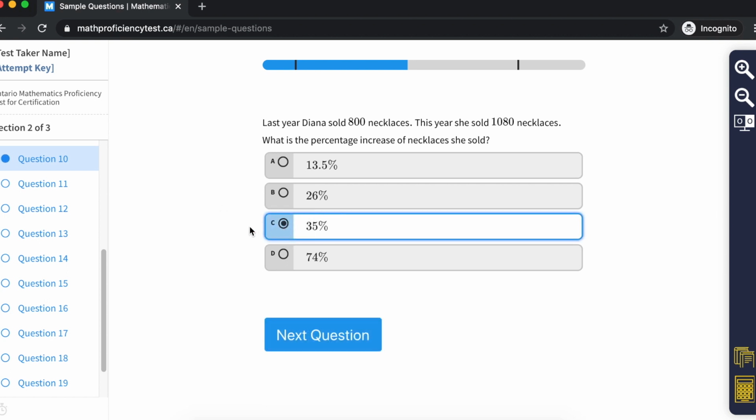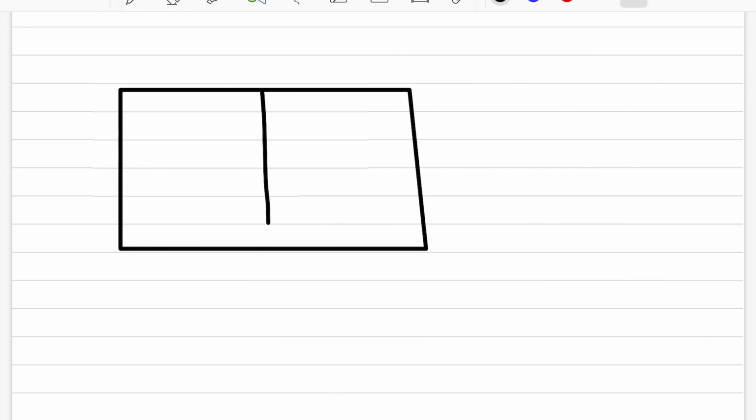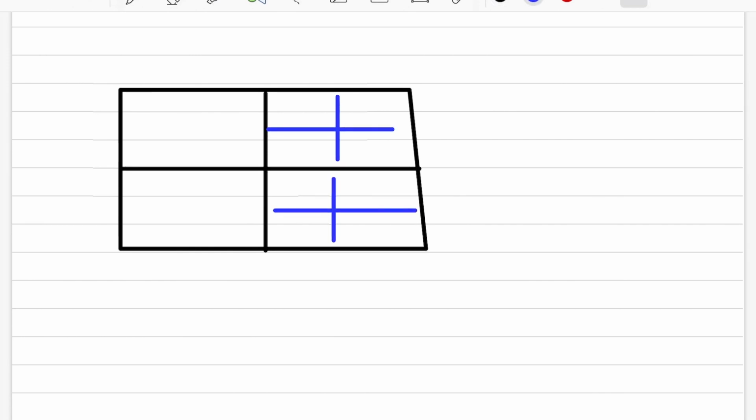Okay, question 11. A rectangle is cut into fourths. Each fourth is cut into 4 equal parts. What fraction of the rectangles are the resulting parts? Okay, so let's draw a diagram for this one. We have a rectangle. We're dividing this into 4 parts. Then each fourth is cut again into 4 equal parts. So what fraction of the rectangle is resulting?